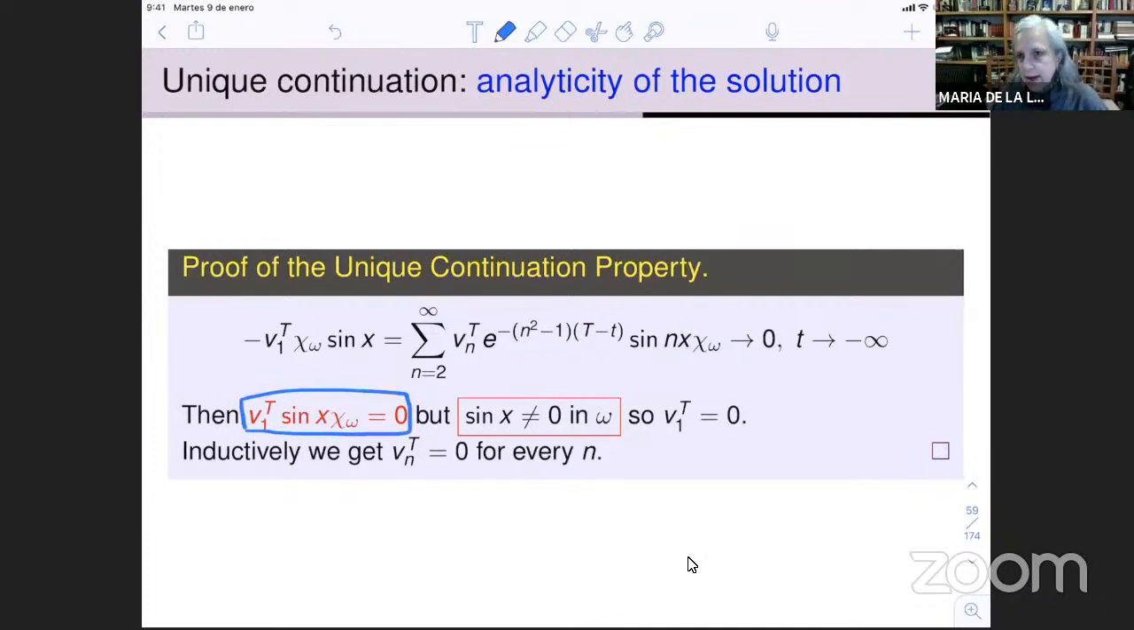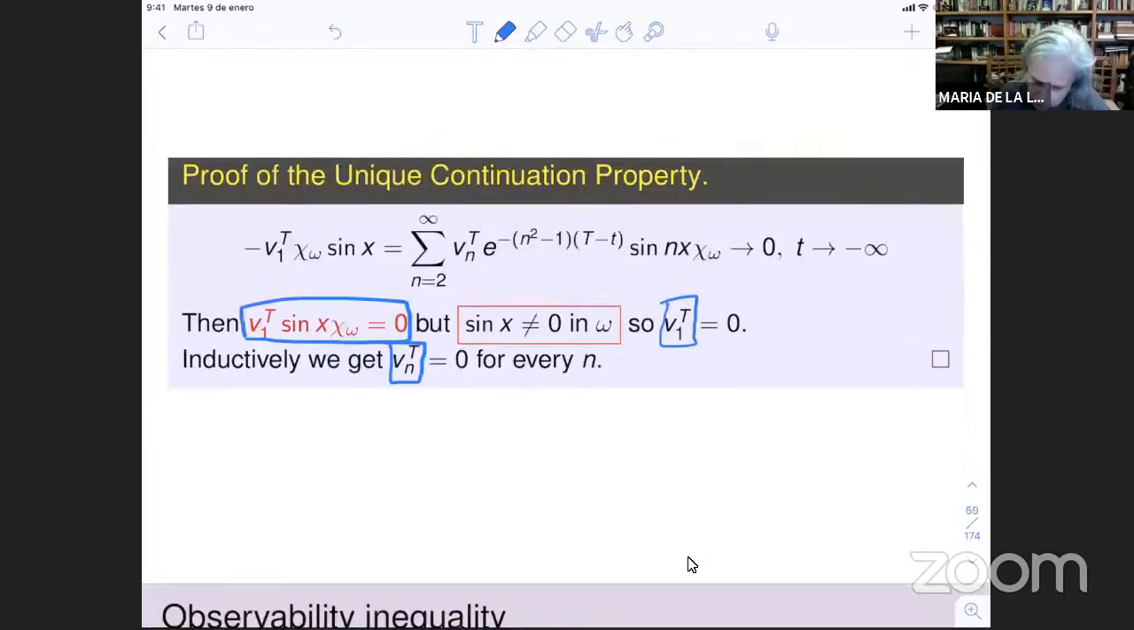But we know that the sine of x is not identically zero on all my support set, little omega. So that means that my Fourier coefficient needs to be equal to zero. And inductively, we get that every Fourier coefficient has to be equal to zero. So I have V1, and then I get that for some n, Vn has to be equal to zero, and I proceed to prove that Vn plus one has to be equal to zero. In the same way, I just proved that V1 is equal to zero. So we have the unique continuation property for the heat equation, okay?